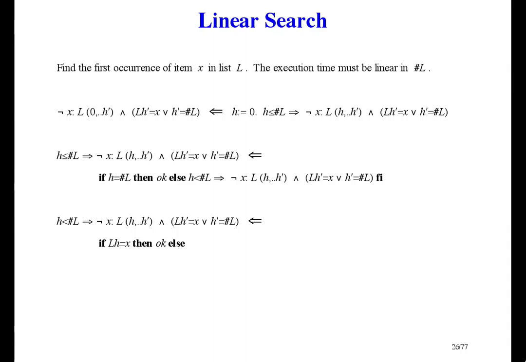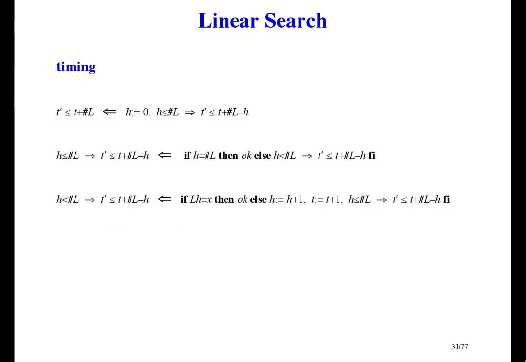If we move along in the search by adding 1 to H, then we no longer know that H is less than the length. All we know is it's less than or equal to the length. And we've already solved this problem. So there are no unsolved problems, and we're done, except for the timing. For the timing, we need to make exactly the same refinements, except that the specifications talk about time, and there's a t gets t plus 1 just before the recursive call.